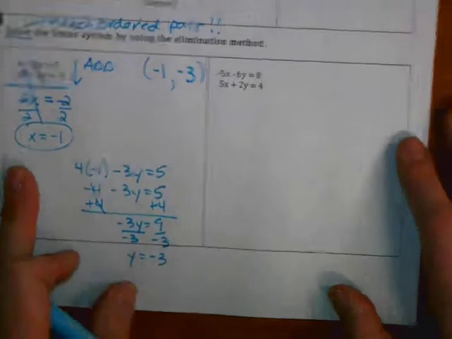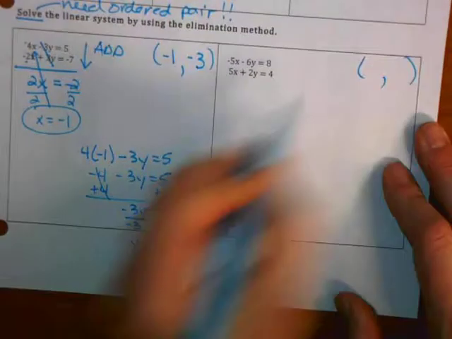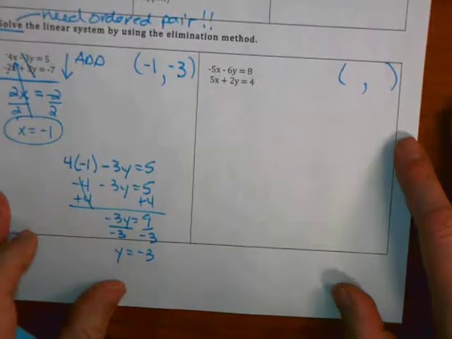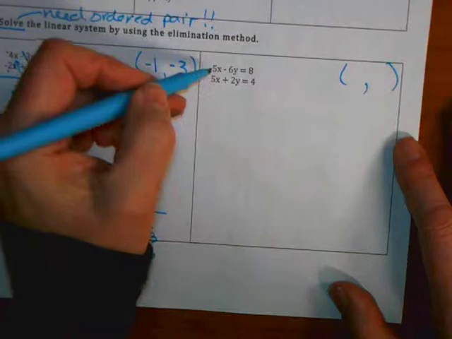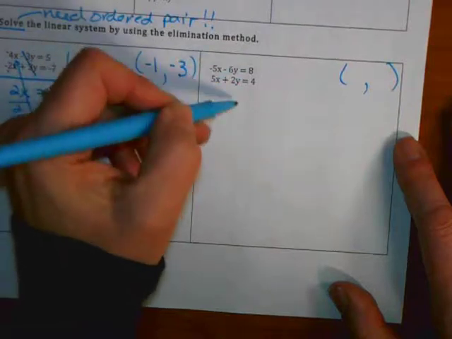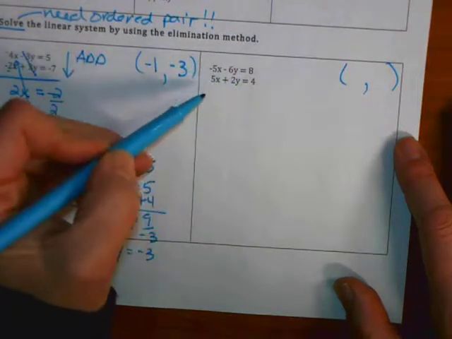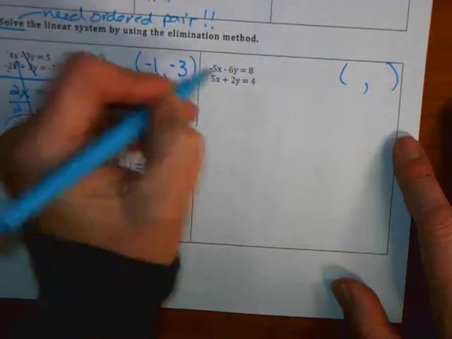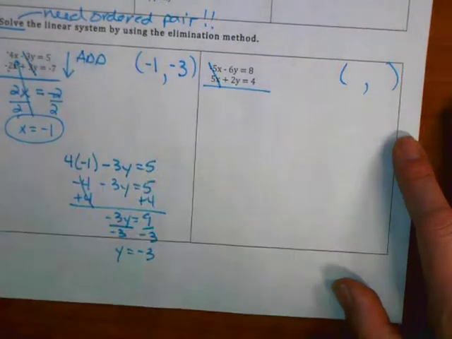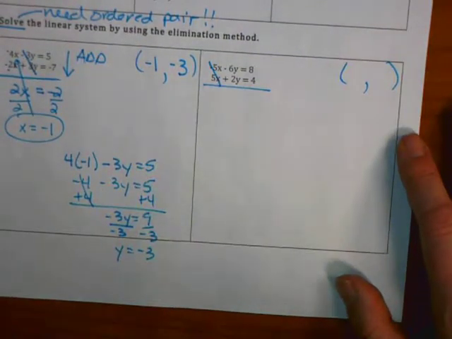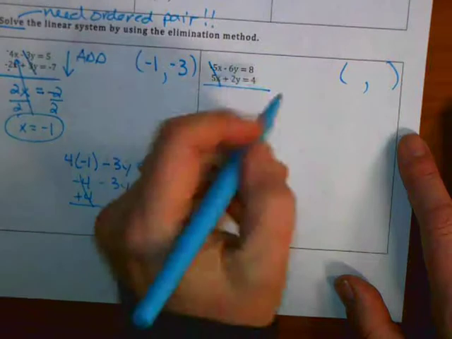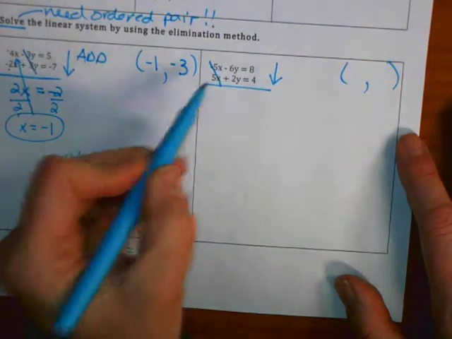Okay, let's do another one. Put the ordered pair here. That's what I need to fill in. Are they lined up properly? x's over x's and y's over y's? Will I eliminate one of them with these numbers as they are? Which one will I eliminate? x. Perfect. Put your line underneath. Add the columns down. Add the columns down.